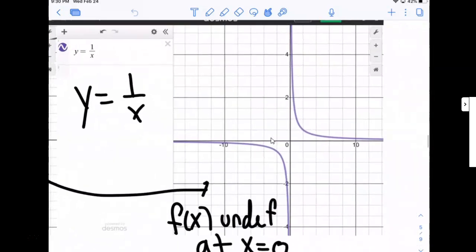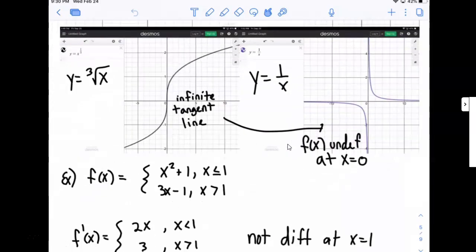And the other possibility is something like this where we have vertical asymptotes. And of course, the actual function is undefined. So, if the function's undefined at the point, then obviously we're not going to have a derivative. And so that would be not differentiable as well.